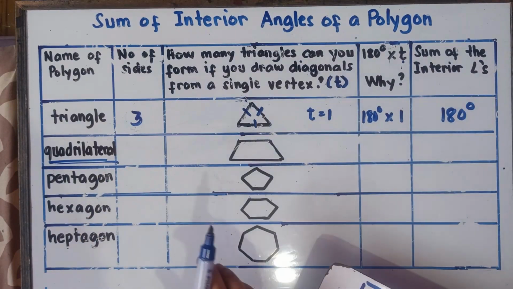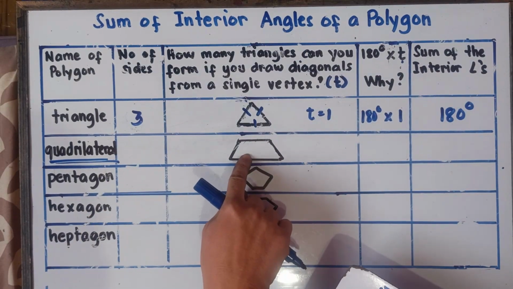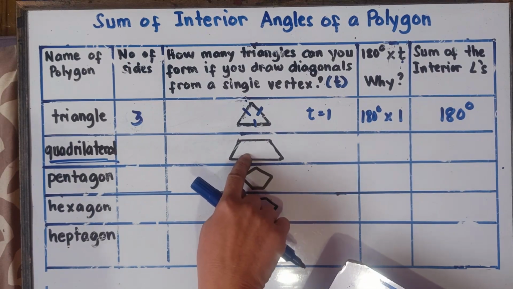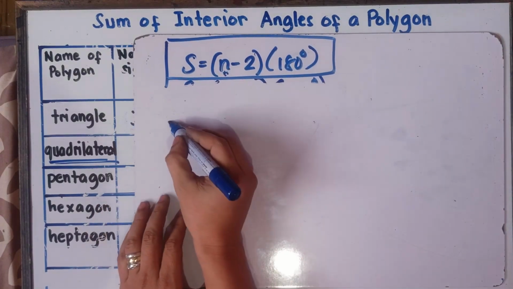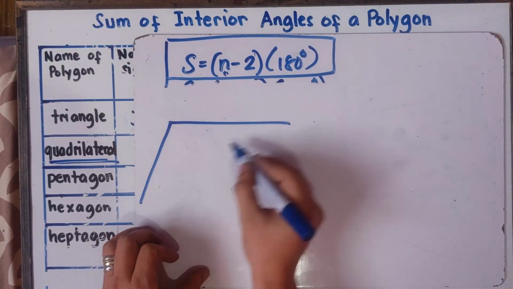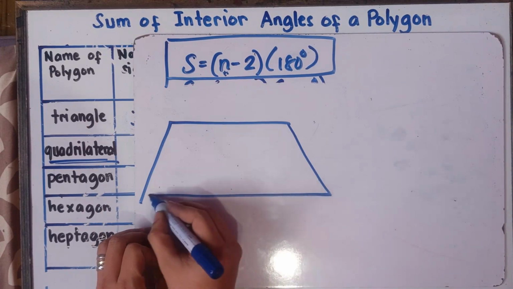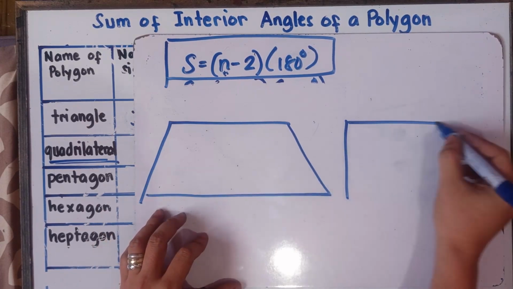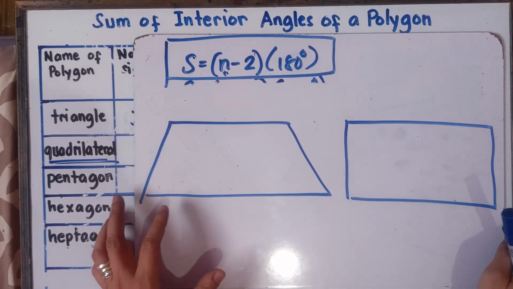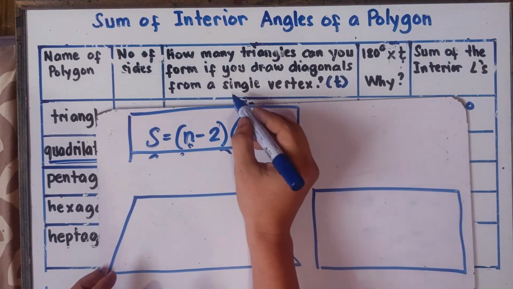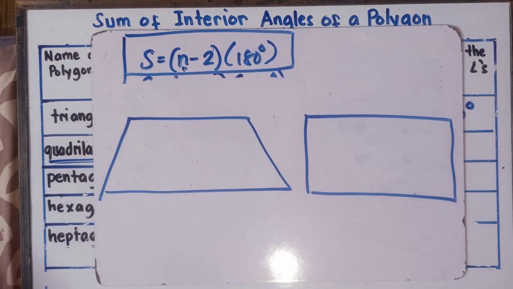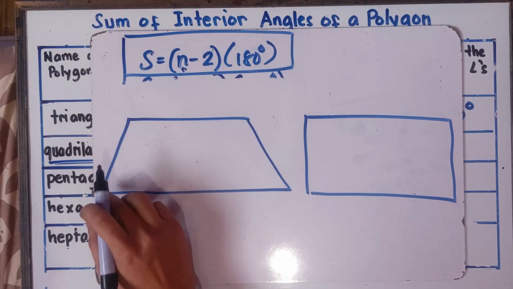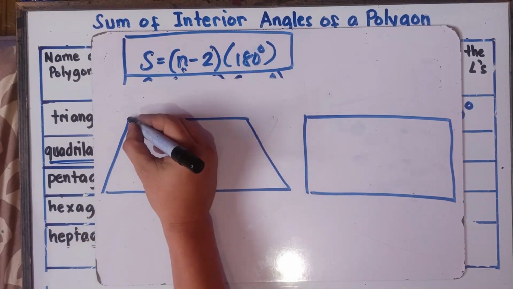Alright, so you can choose any quadrilateral. You can have this one, trapezoid, or a rectangle or a square. That's okay. So let's have this one, trapezoid. Even if we have square, you will have the same answer anyway. Or we can have rectangle here. That's okay. Alright, so once again, class, from a single vertex. Remember this one, class, from a single vertex. You can choose any of these. Let's have this vertex right here.